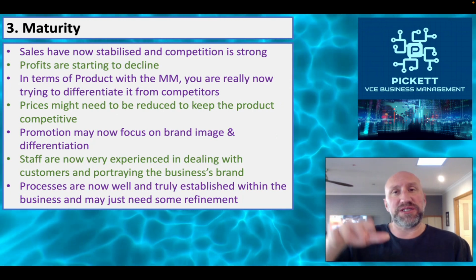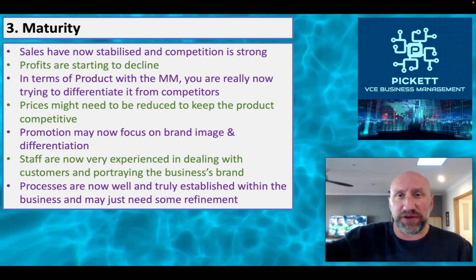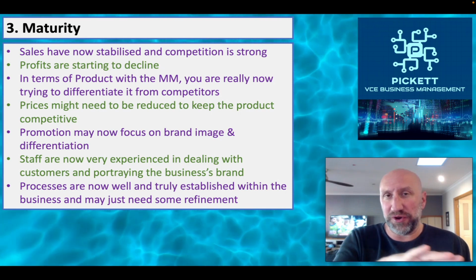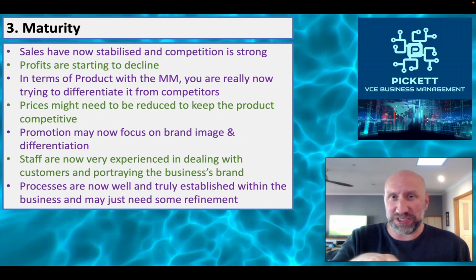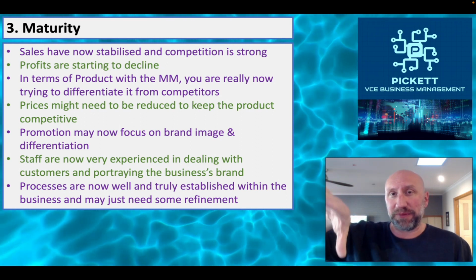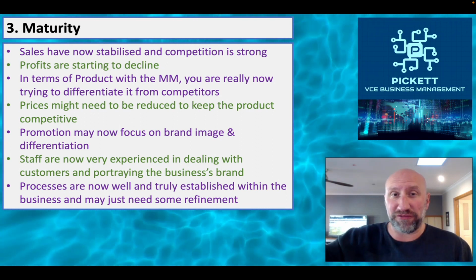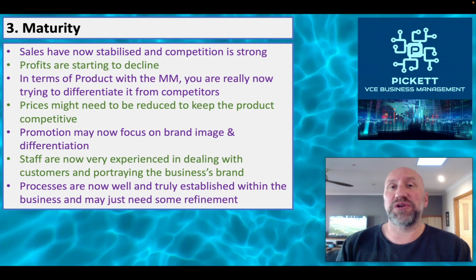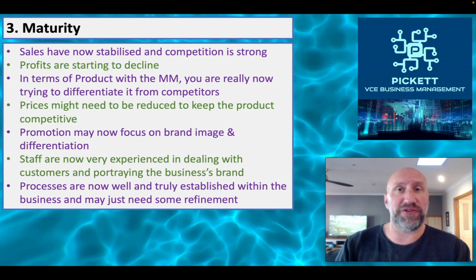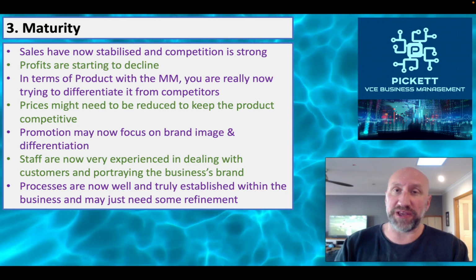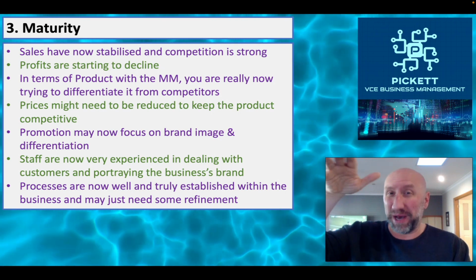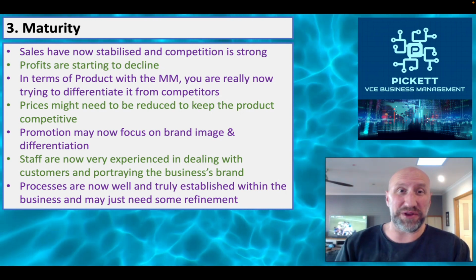Maturity. So now this is where the graph starts to kind of level out at the top, as we saw. So now your sales are starting to stabilize. They started slow, they grew quickly, and then at some point they're going to start to kind of taper off, okay? Competition is now strong. Profits are starting to decline. You're still making profits. Don't get me wrong, you're not losing money here. In fact, you're making really good profits because your sales are kind of at the peak, but the issue is they're going to start to decline.